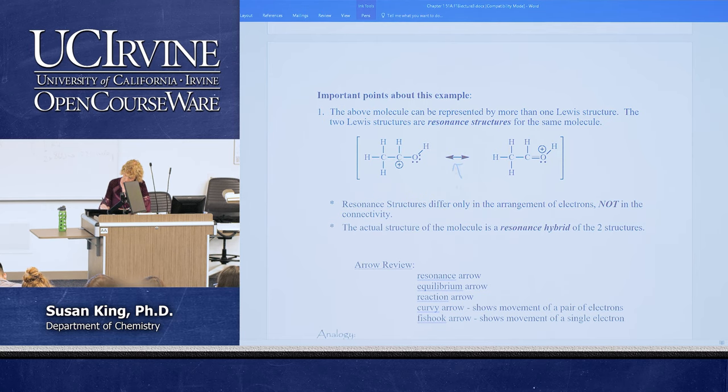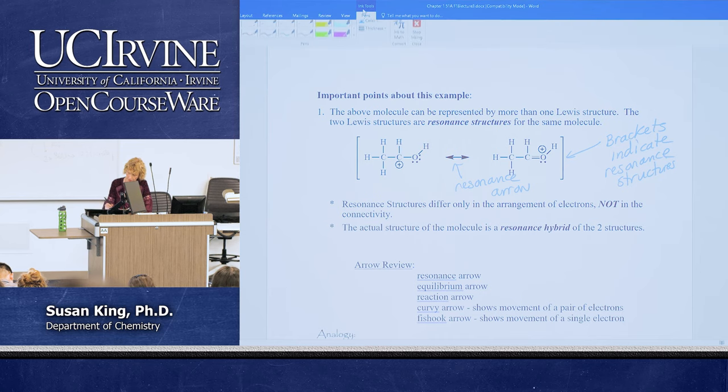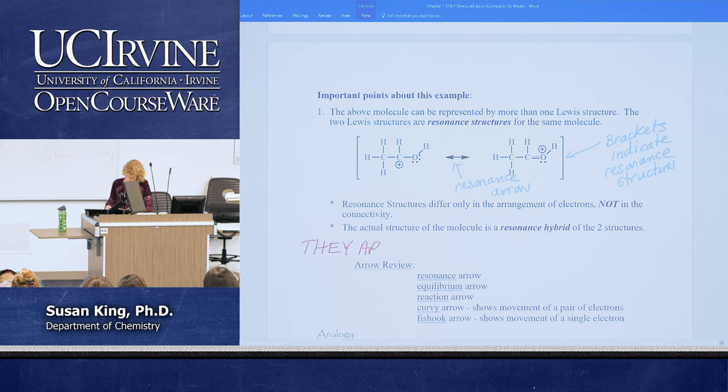And we use a resonance arrow. This is a resonance arrow. Generally speaking, when we have a series of resonance structures, we use a resonance arrow and we use brackets. We also use brackets to indicate resonance structures. The actual structure of the molecule is a resonance hybrid of these two structures. They are not in equilibrium. So I'm going to write that in red. They are not in equilibrium. All caps for that. Because there's a tendency, even when you know this and you learn this, to still think of them going back and forth. They are not in equilibrium.